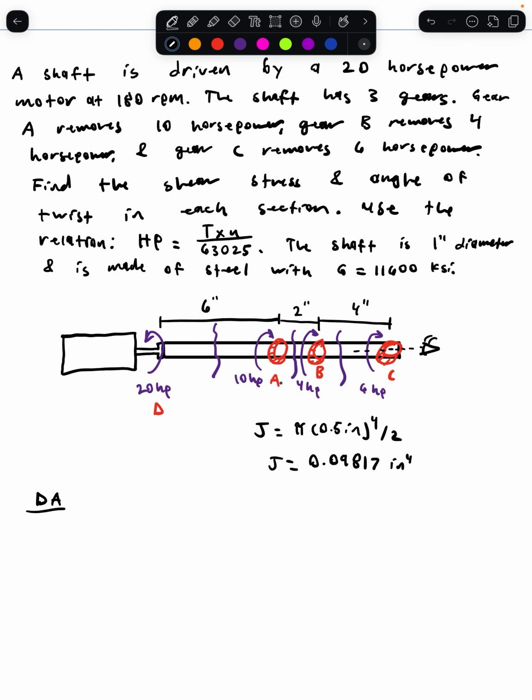Starting with DA here, what do we think the torque is in here? If we look at the left side of this cut, we only have one torque, which is from our motor. So we use the equation up here, rearrange and solve for torque, and we can find the torque at D, which is going to be the torque all the way up to point A. Since that's the torque in this entire section, that's what we'll use to solve for the shear stress and the angle of twist.